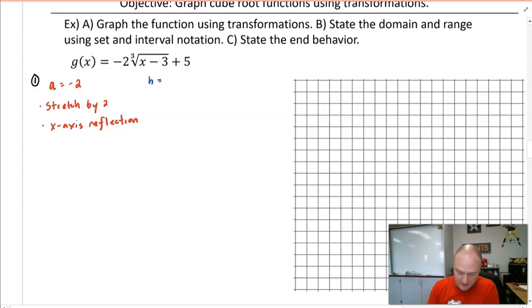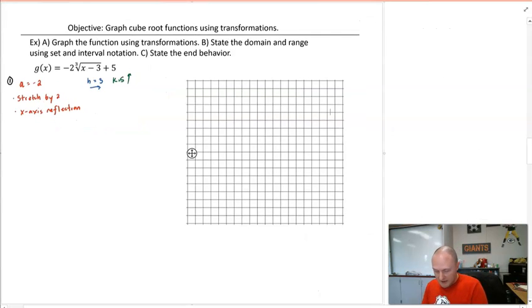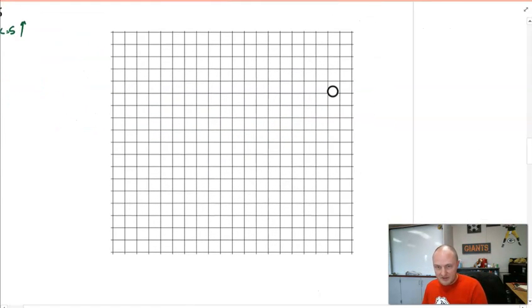Our h value here is +3. That means we're going to go to the right 3 units. And our k value is 5, so that means we're going to go up 5 units. All right, so I want to go ahead and graph this function.